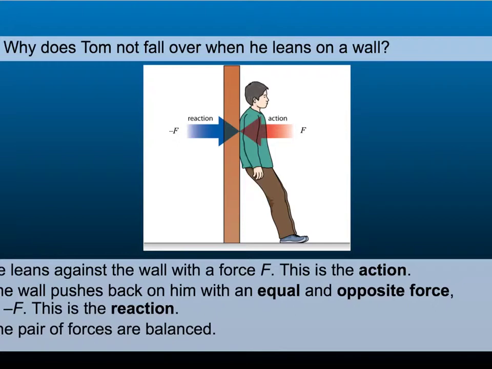Okay, so look at the diagram. Why does Tom not fall over when he leans on the wall? This is because he's leant against the wall with a force F, represented by the red arrow.